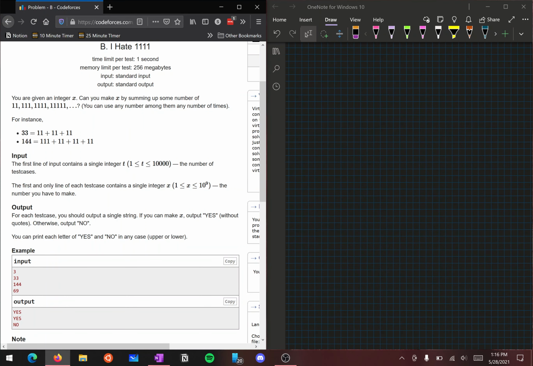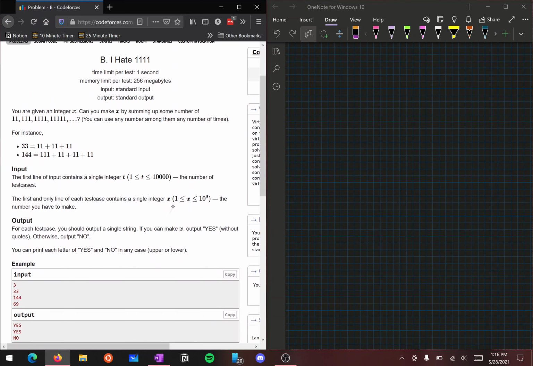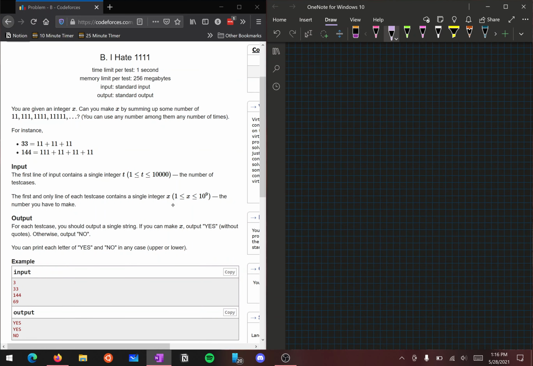Okay, so we're just going to solve this problem here, and I'm going to talk through the solution real quick. Basically, you're given an integer x, and you're trying to find out if you can make x by summing some number of 1, 11, 111, 1111, and so on and so forth, right? So you essentially have an infinite number of these.